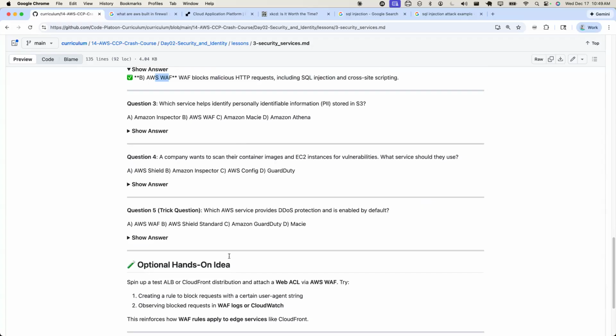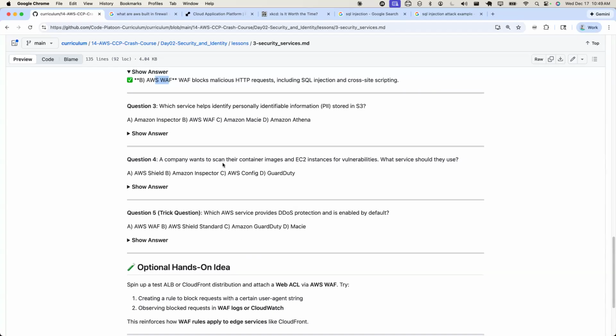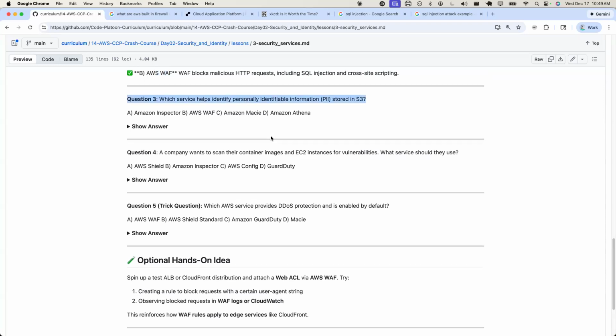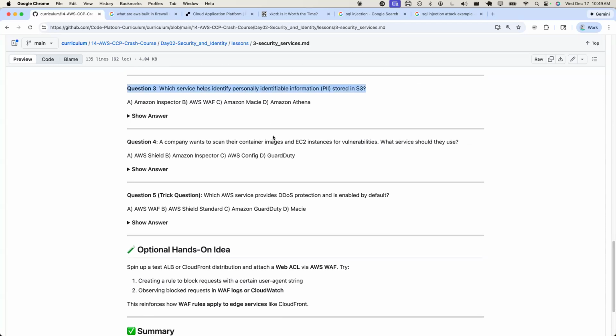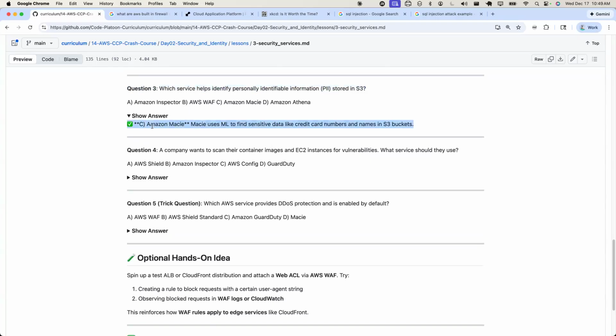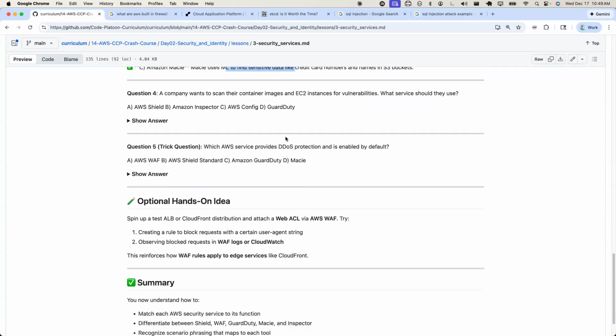AJ may not be here. So let's go to the next on the list. Tony, next question here. What service helps people identify personally identifiable information stored in S3? I would say C, Macie. Yes, sir. Thank you. And Macie is using machine learning and it's looking for personal information.